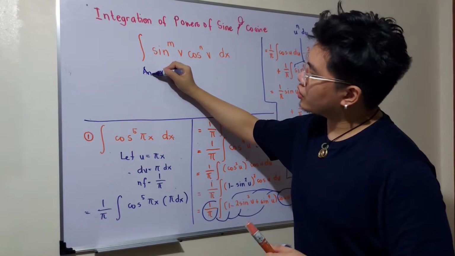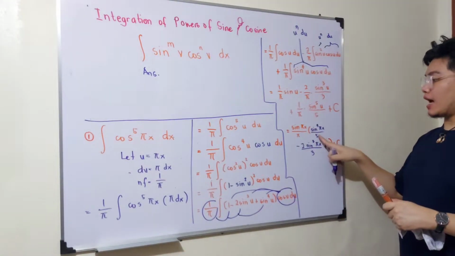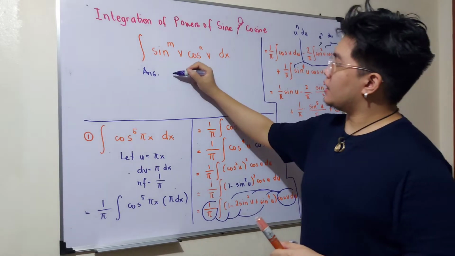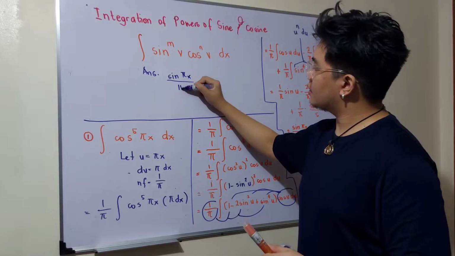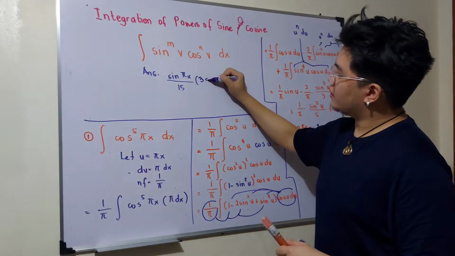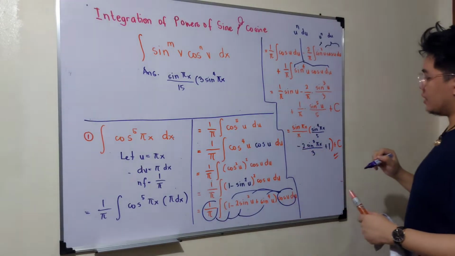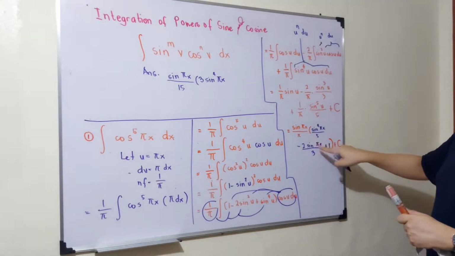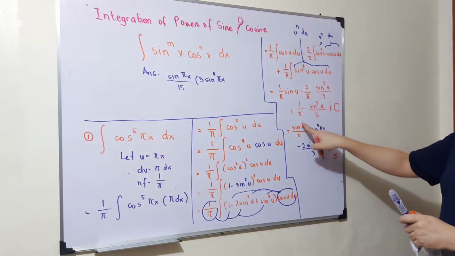ayan, ang gulo na ng solution natin. Ang haba kasi. So ito may common factor, ay yung LCD nila ay 15. Okay, so magiging sine pi x over 15 times, so 3 sine 4. Oh, so ito pala dapat squared, ulit kasi cube na eh.